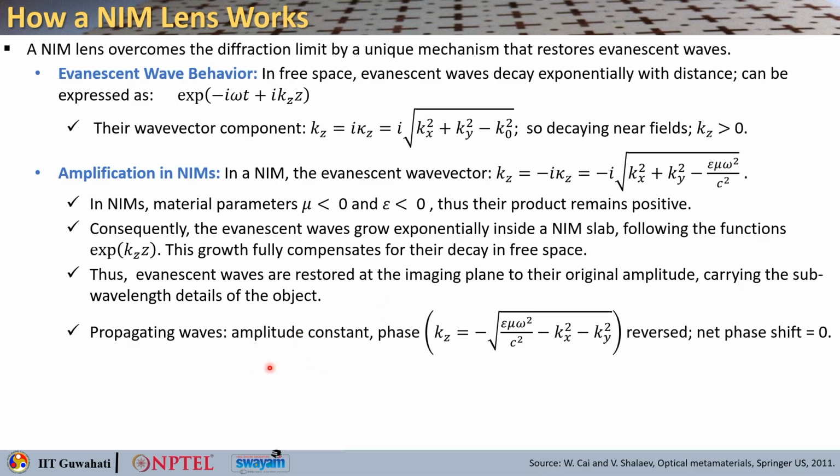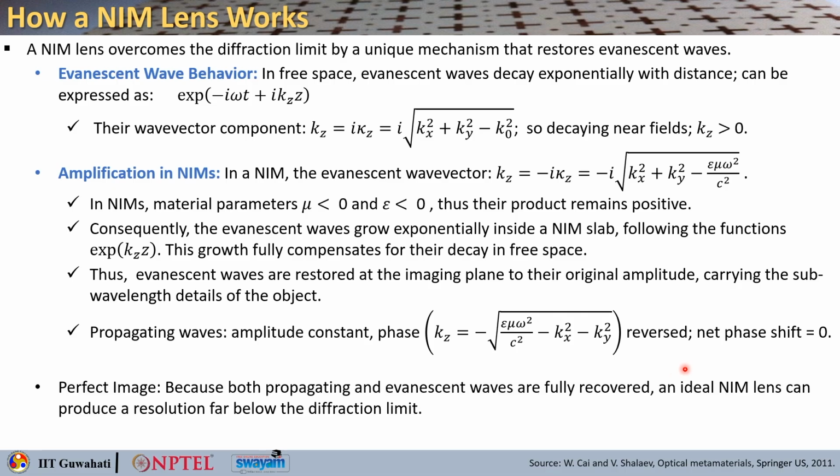So for the propagating waves now, which basically carry larger scale information, they also behave differently in a negative index material. Their amplitude basically remains constant, but their phase, kz equals minus square root of epsilon mu omega square by c square minus kx square minus ky square, basically is getting reversed. So this basically causes their phase to accumulate to 0 from the object to the image plane.